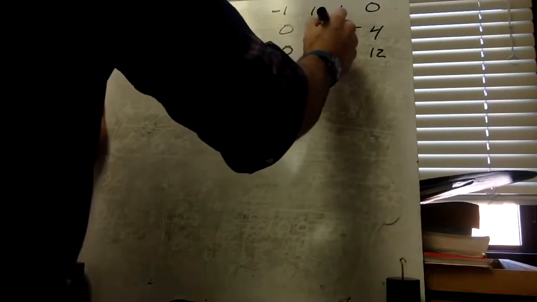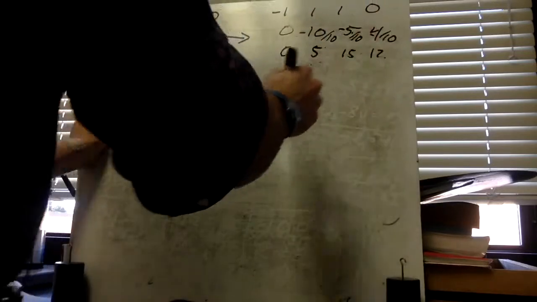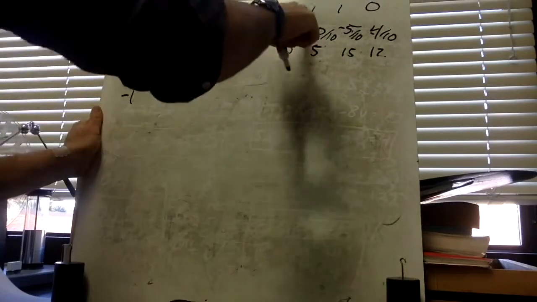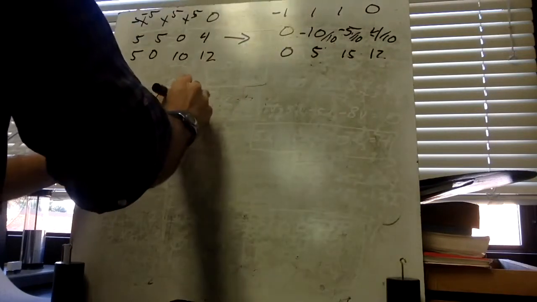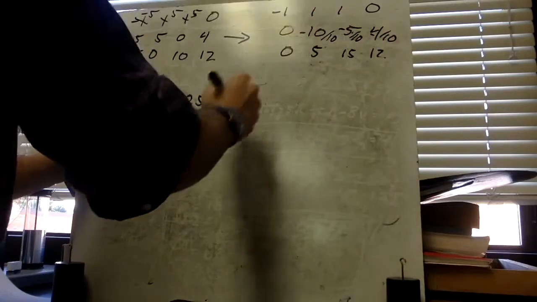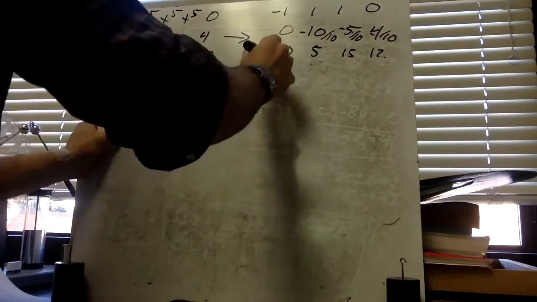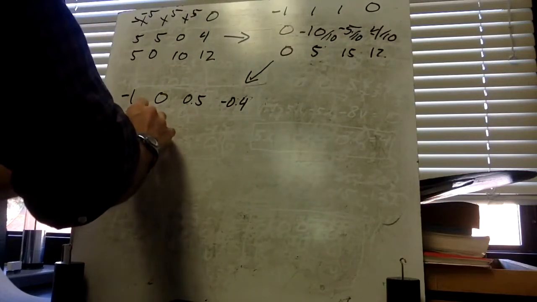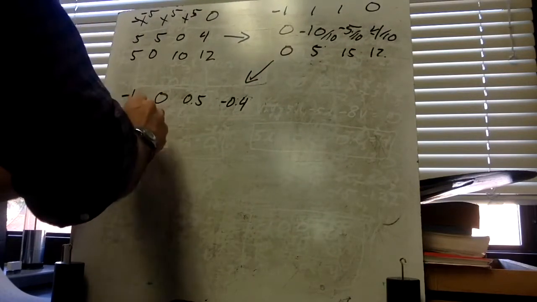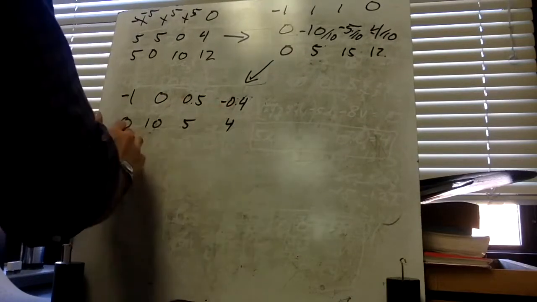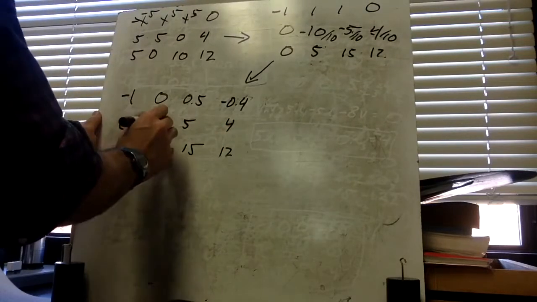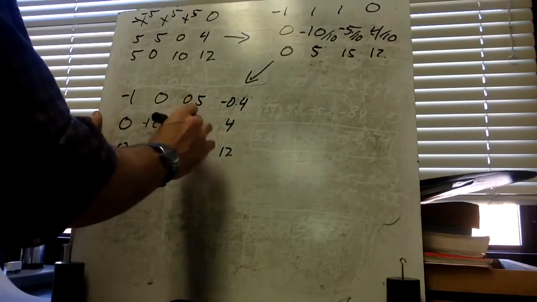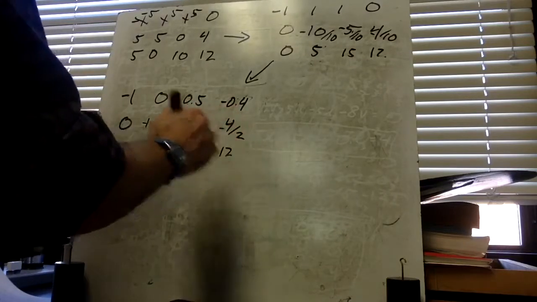So I'm going to divide by 10. And I'm going to subtract. Okay, so I've got -1. And then this is -1, so that's 0. This is -1/2, plus that makes it +1/2. And this is -0.4, so this becomes -0.4 here. This remains the same. This is +10. 0, 5, 15, and 12. So I want to go this way now. So I'm going to take this and divide by 2 and multiply by -1.